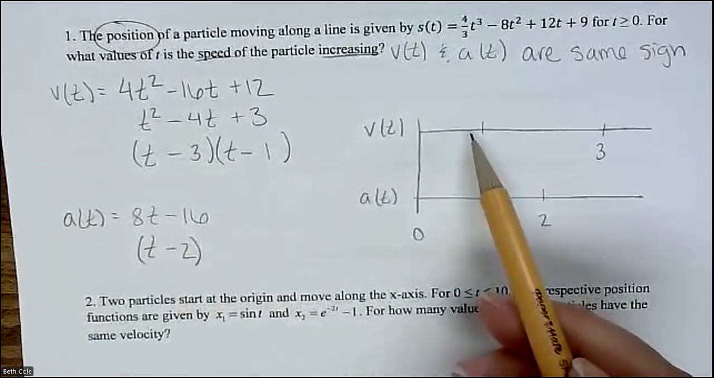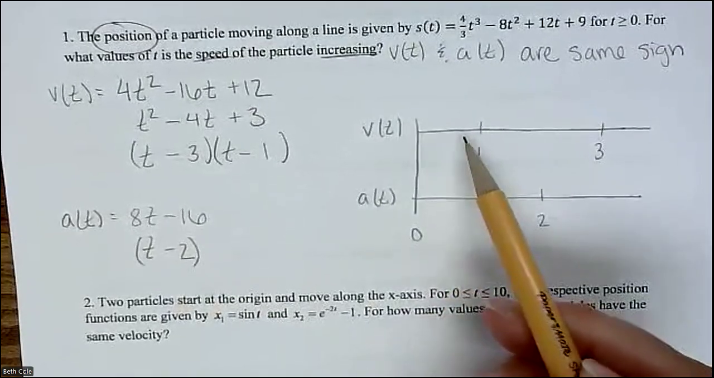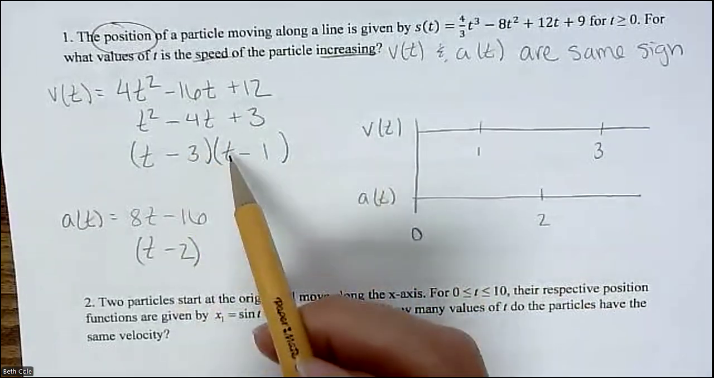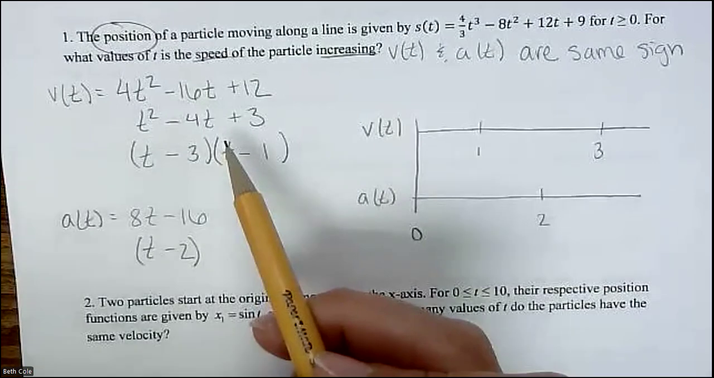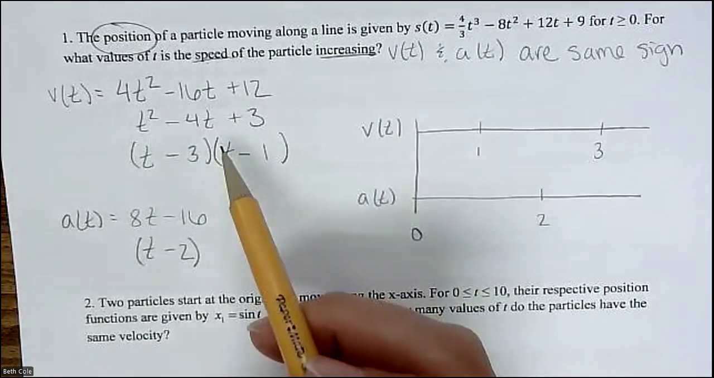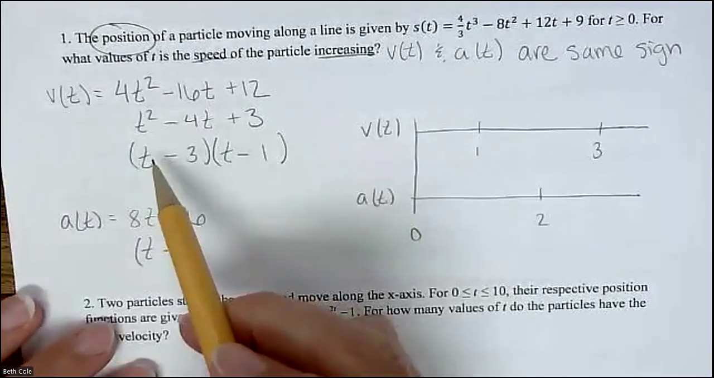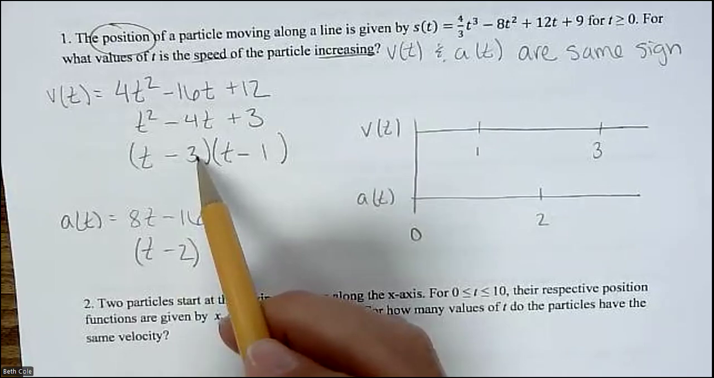So let's pick test numbers. Can you give me a number between 0 and 1? 0.5, a half, right? If we plug a half into our velocity, you don't need to figure out what it actually is, just whether it's positive or negative. If you were me in pre-calc, I did it like this. Okay, cool, heads nodding. So if you plug in a half minus 3, negative.